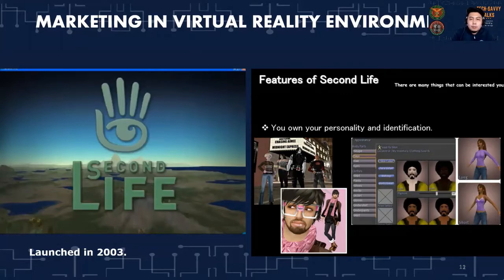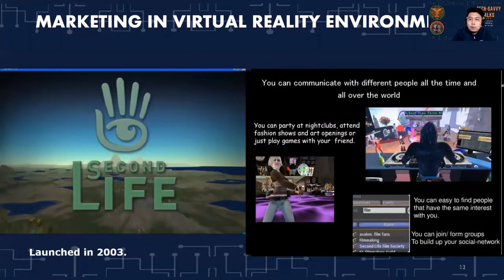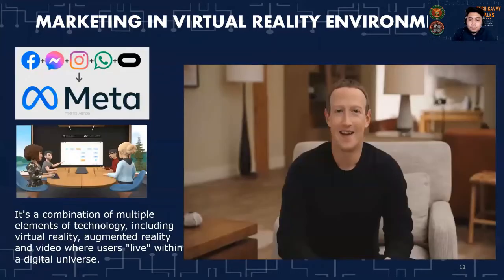So, parang ito yung parang mga naging reference nila dun sa mga current na virtual or simulation platforms ngayon. So you can also communicate with different people all the time and all over the world. So meron siyang mga virtual nightclubs, mga party, fashion shows, art openings, and playing games with your friends. So parang ano siya, social network app na rin siya pero virtual.